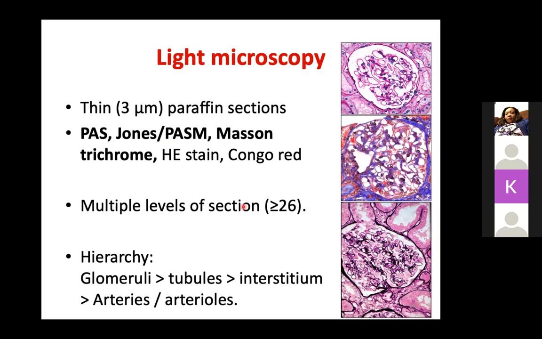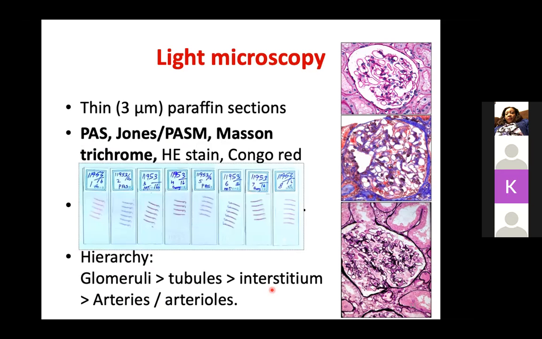All the sections should be cut at multiple levels, as I'll just mention why we need to see at multiple levels. And first we look at glomeruli, tubules, interstitium, and arteries that I've already mentioned. Dr. Ritambra, maybe you can explain with this.